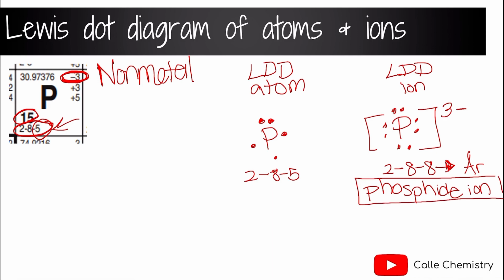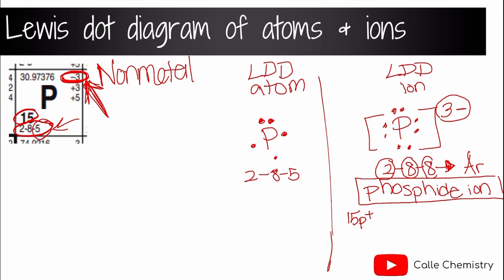Okay, now going back to how we make sense of this -3 charge, instead of looking at just that number on the top right on the periodic table, let's do the math. Phosphorus has 15 protons, and it no longer has 15 electrons, so we got to count it up. So 2 plus 8, we got 10, plus 8, we got 18. So now it has 18 electrons.